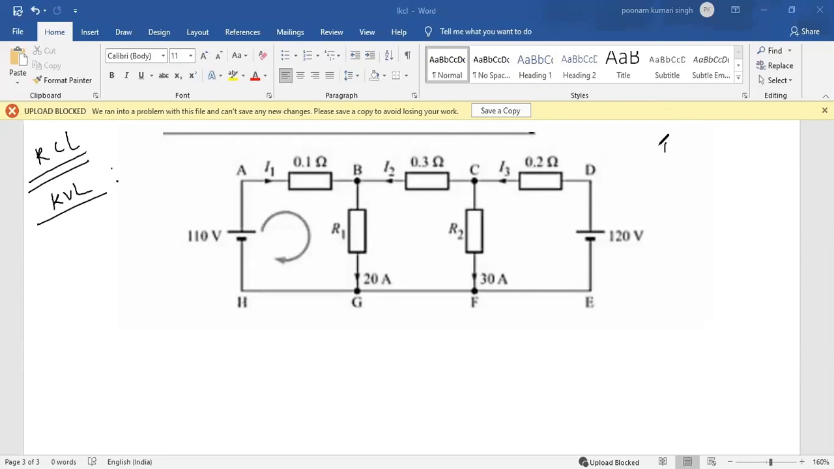And here I have I1 plus I2 equal to 20 and I3 is equal to I2 plus 30, so 30 plus I2 is equal to I3. So these are my two equations. Please suggest how to write a KVL equation. In view of these two equations, how should I approach? Okay, somebody wrote in chat.